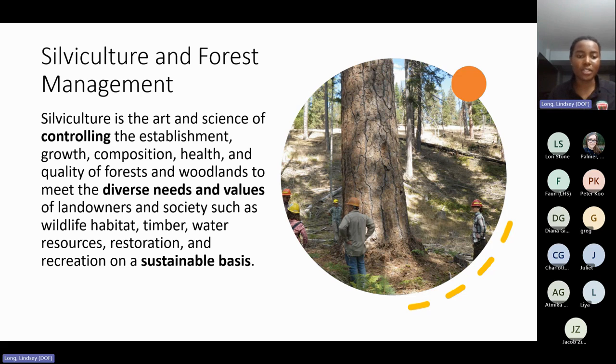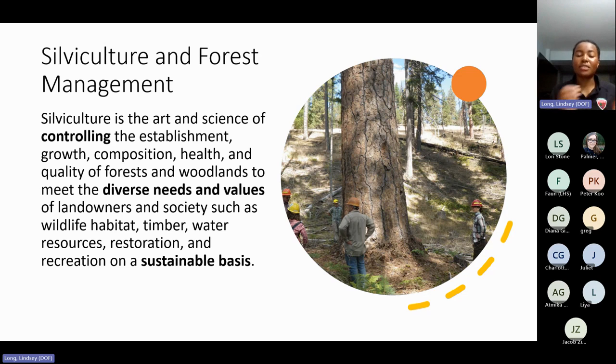So we're controlling the forest for what? We're controlling the forest for the diverse needs and values of landowners or stakeholders. And in case there's any confusion, I'll use stakeholders as anybody who has basically an importance in that land. So you could all be stakeholders if you live around a park that you frequent a lot. It's not just the people that own the land, but I'll talk about landowners specifically a lot today.